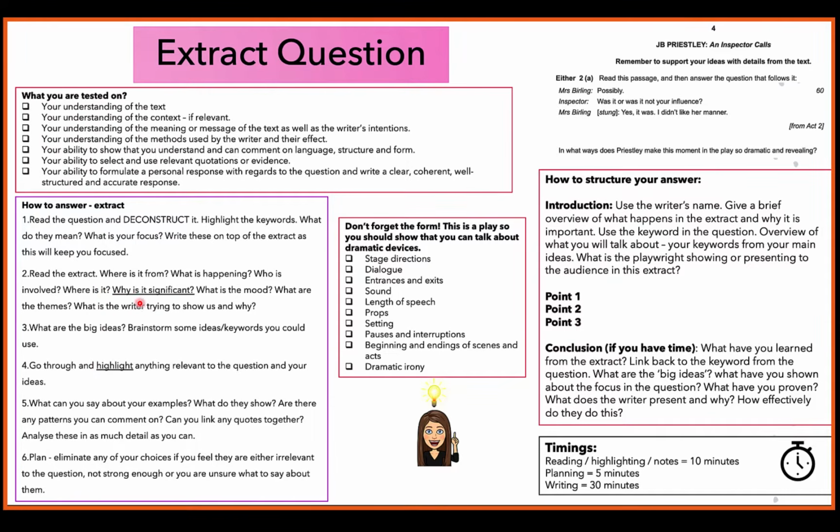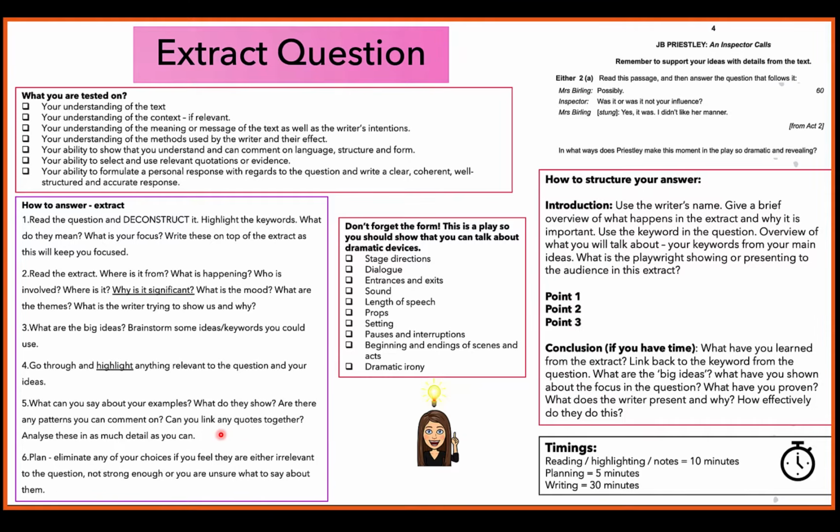So once you've got this bank of ideas, you can take your highlighter, go through the extract and highlight anything that's interesting, that stands out, that's relevant to the question, but also that you think is key, something that you can really analyse and develop in detail. As you're highlighting, do think about what you could say about this example. What does it show? Think about any patterns that you can comment on.